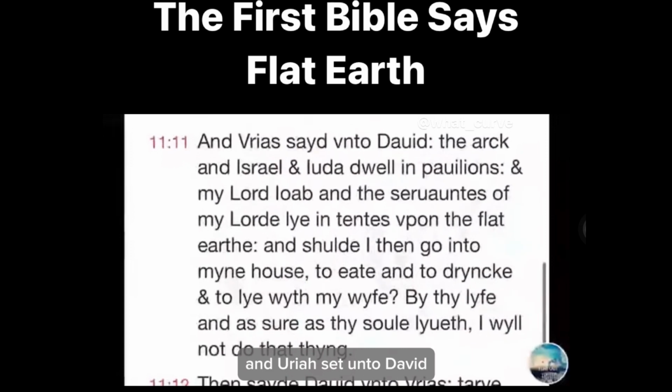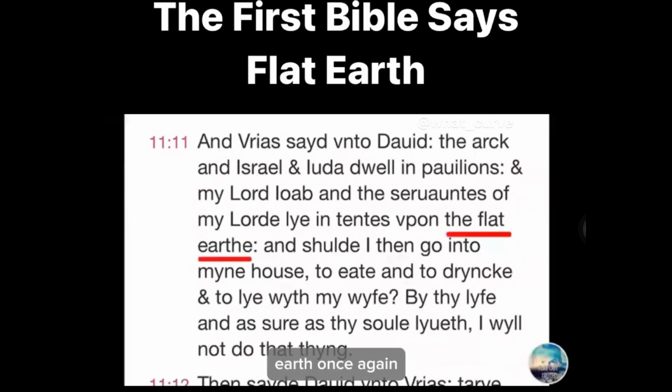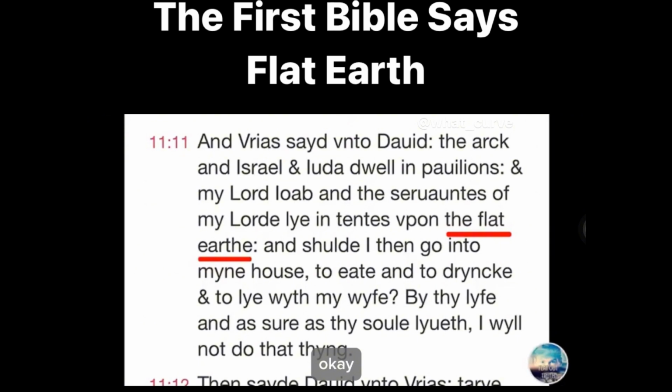Let's read what it says. And Uriah said unto David, the ark and Israel and Judah dwell in pavilions, and my lord Joab and the servants of my lord lie in tents upon the flat earth. Once again, do you not see that with your own eyes? Flat earth, tents upon the flat earth. Now, I don't care whether you believe me or not. I'm just putting the facts out there for you. The rest is on you. You've been lied to, people, okay? You need to research this.